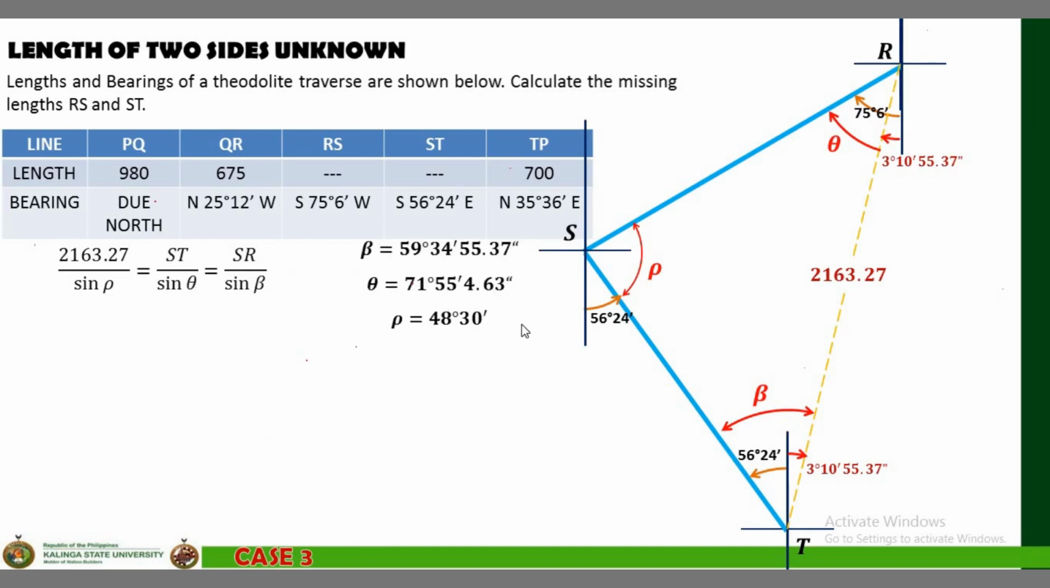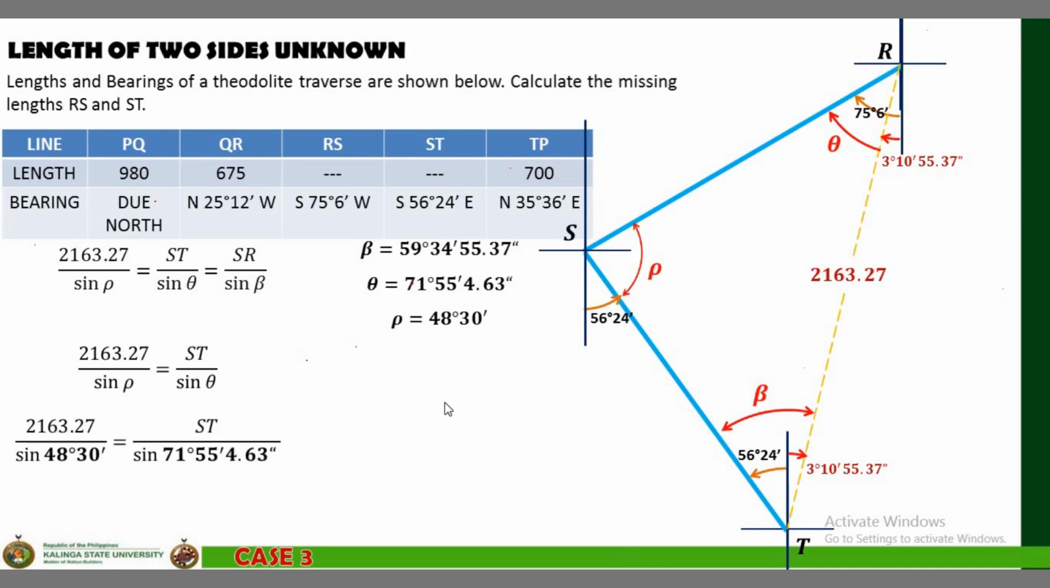So, once I have the values of the internal angles, I will use the sine law. I will use this: 2163.27 over sine rho is equal to ST over sine theta. Did I not solve the values of rho and theta? So, I can solve the value of ST.